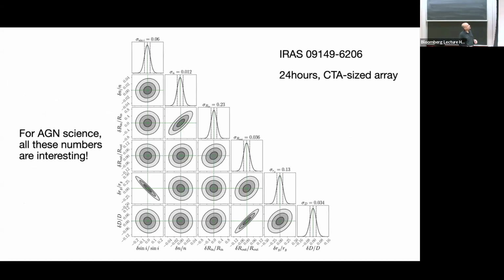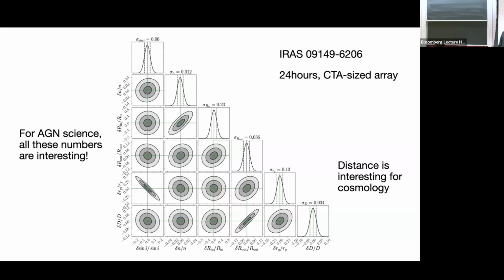Okay, good. So how well can you do in practice? Here's another corner plot. Again, this is just showing error bars on a bunch of parameters, most of which describe the structure of this broad line region. For the AGN people, knowing these numbers would be hugely helpful: inclination, the radial profile, stuff like this. For the purposes of cosmology, these are all just nuisance parameters that we're marginalizing over. For cosmology, the one parameter that's interesting is the distance.